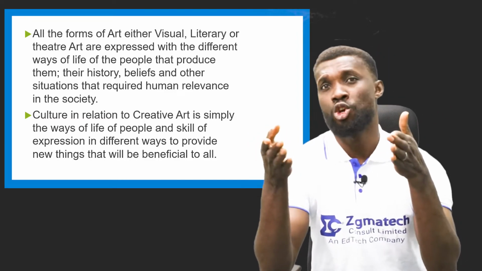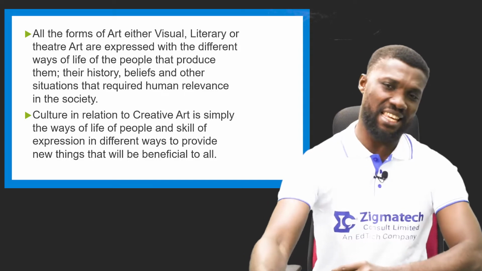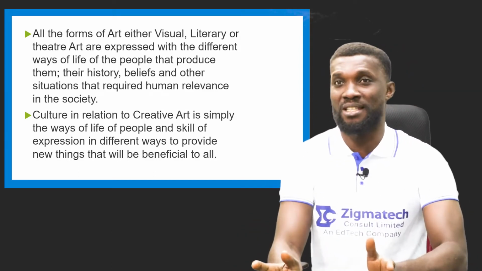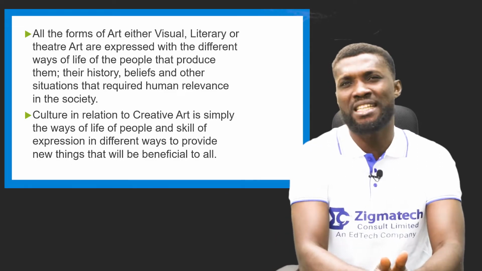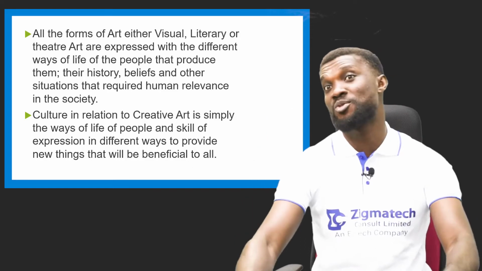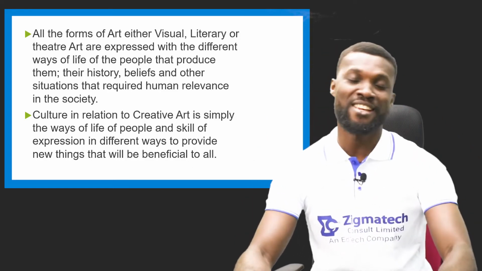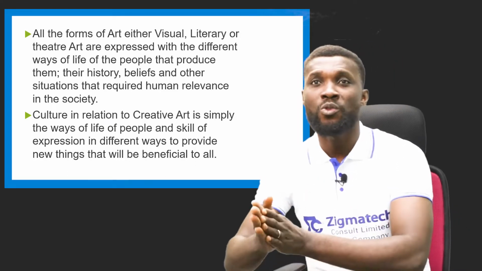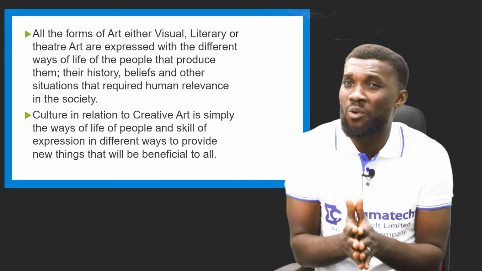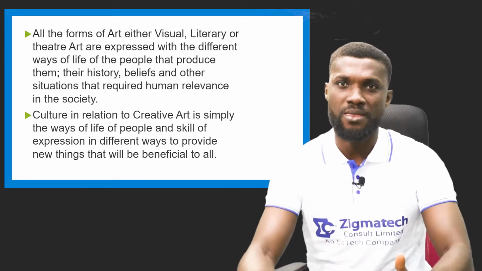Little wonder they say two people can never see a thing and then give it the same interpretation. I doubt the possibility. Yet it can be similar, but it cannot be the same. You bring 2 oranges and place them in front of 10 students. I promise you, you get 10 different drawings. So that is exactly what art is. Now, their history, belief, and other situations that require human relevance in the society.